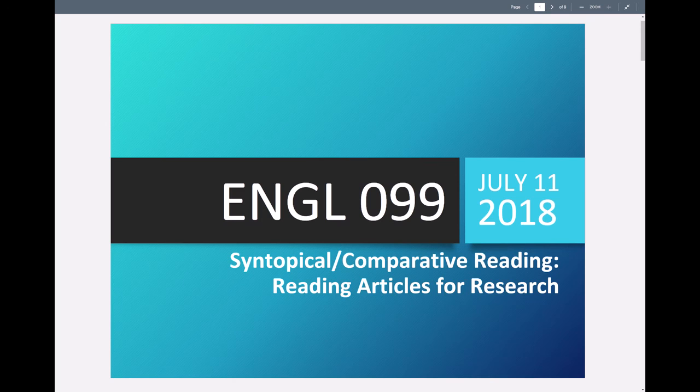Back to the slides. Again, we're talking about reading articles for research. You'll be doing this a lot. In fact, you'll be doing this every week. This includes not only articles, but also readings throughout your course, as well as in exams and in your essays as well. So it's a very, very important skill for this course and other courses that you're taking. Let's take a look at what today's lecture and today's skill is about.